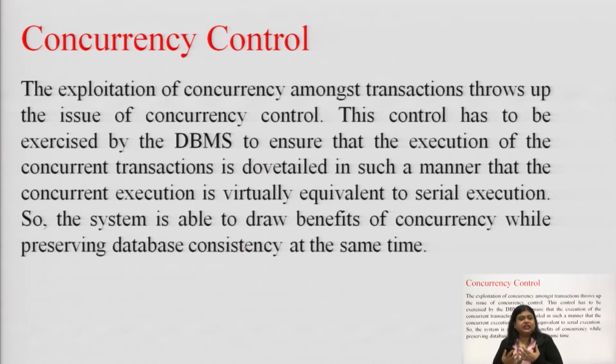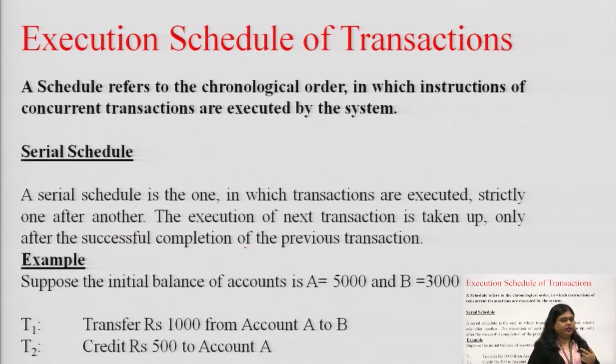So, the basic idea behind it is that whenever we are talking about concurrent execution, we should feel that it is a serial execution. Even every transaction should feel that it is doing a serial execution, right. So, it should look like a serial execution. So, the system is able to draw benefit of concurrency while preserving database consistency at the same time, right. So, what is the main idea? That we have parallel execution and we can also maintain the consistency of the database.